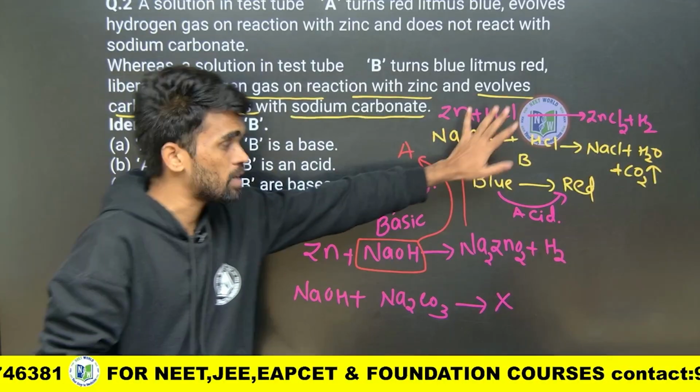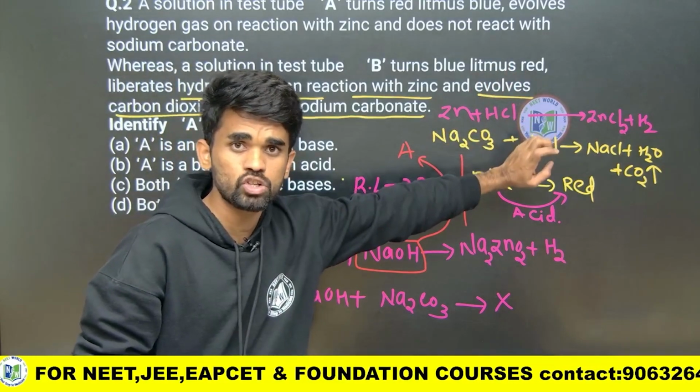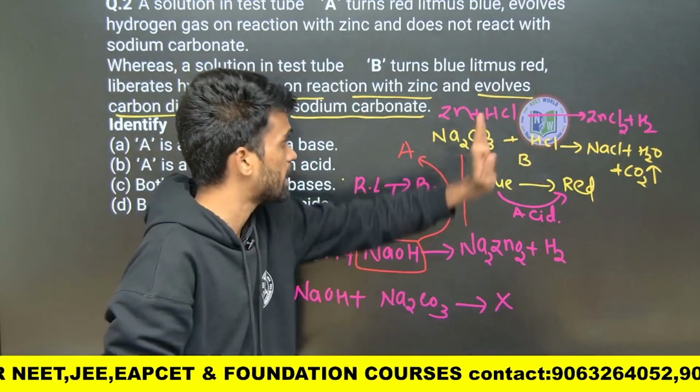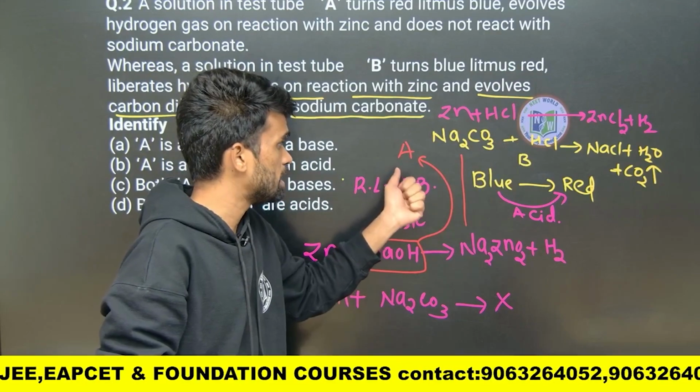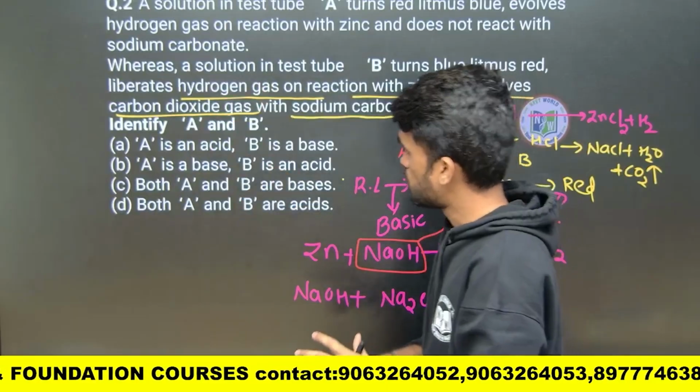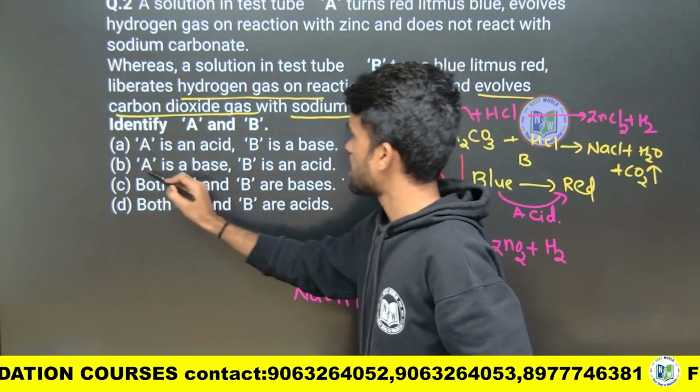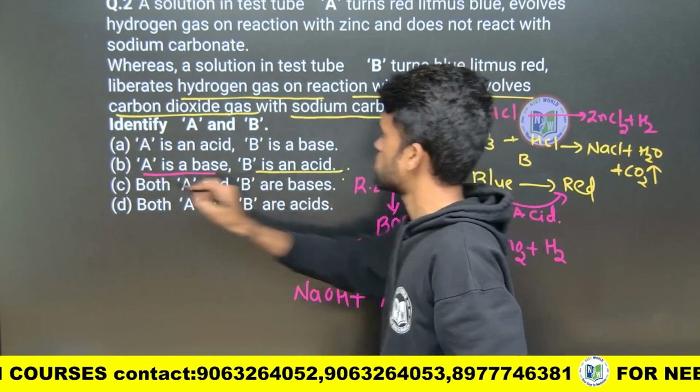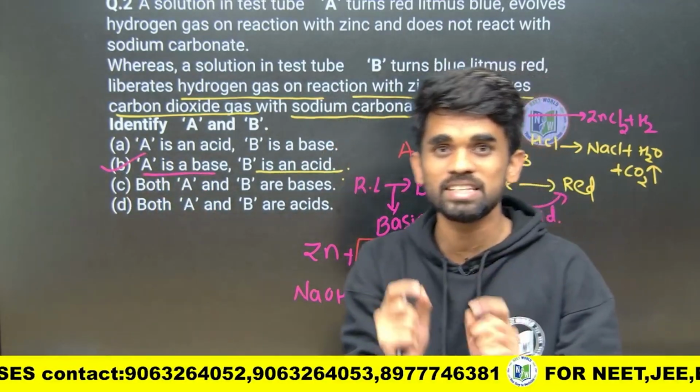So what is the solution in test tube B? It is an acidic solution like HCl solution. So A contains a base, B contains an acid, right? Now choose the options. See, A contains base, B contains acid. So option 2 is perfectly correct for this question, right?